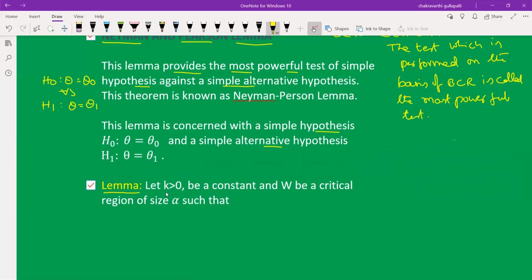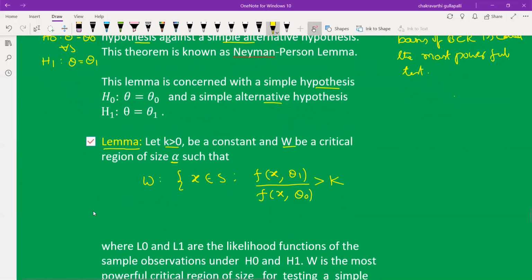NP lemma statement. Let k greater than 0 be a constant and W be a critical region of size alpha such that W is equal to x belongs to sample space S, where the ratio of f of x comma theta 1 divided by f of x comma theta naught, under H1 and H0, is greater than k. k is any positive constant.